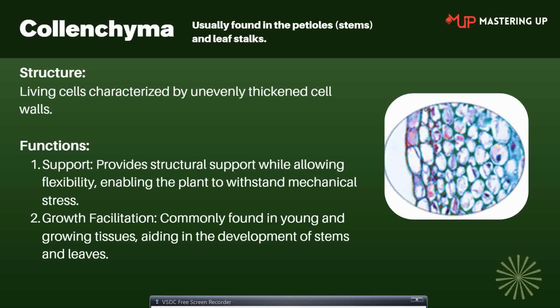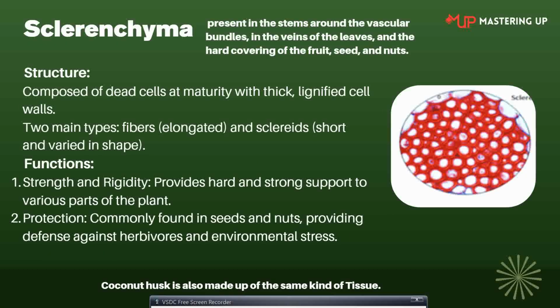stresses. Now growth facilitation is commonly found in young and growing tissues, aiding in the development of stem and leaves. Okay, they are present in young tissues, so they help in the development of the trees and leaves when the plant is growing. Now next is sclerenchyma. They are present in the stems, around the vascular bundles, in the veins of the leaves and hard covering of the fruit, seeds and nuts.